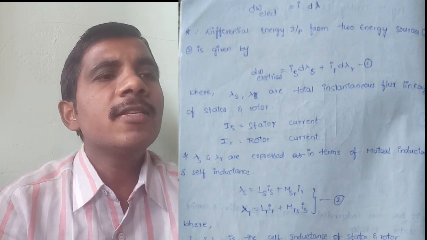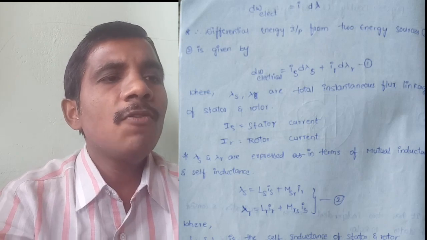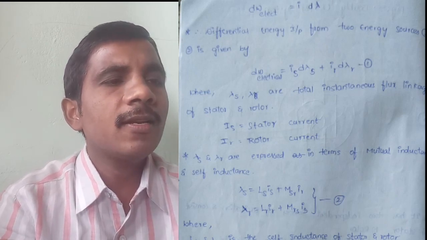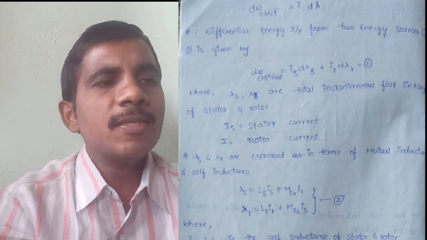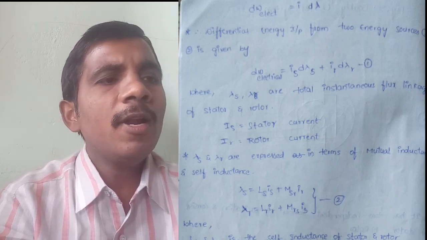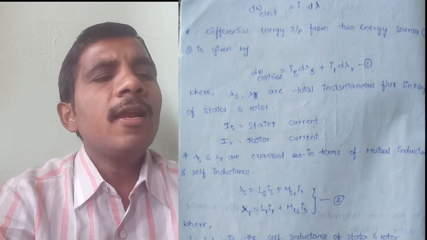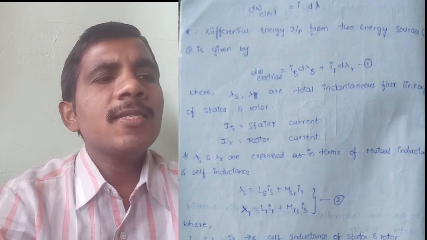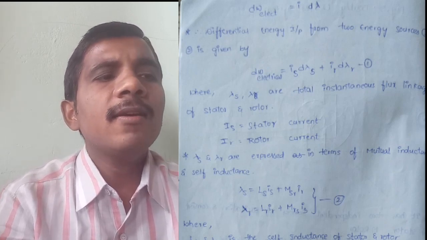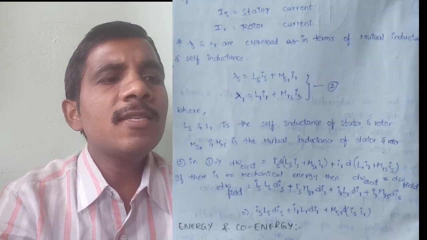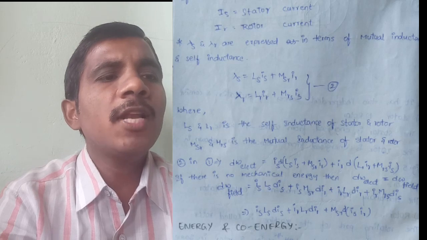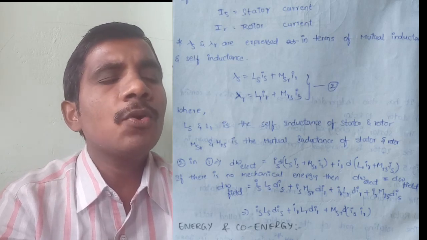Mutual inductance and self-inductance: what is mutual inductance, what is self-inductance, those definitions you must know. Lambda S equal to LS IS plus MSR IR. Lambda R equal to LR IR plus MRS IS, where LS and LR are the self-inductances of stator and rotor. MSR and MRS are the mutual inductances of stator and rotor.